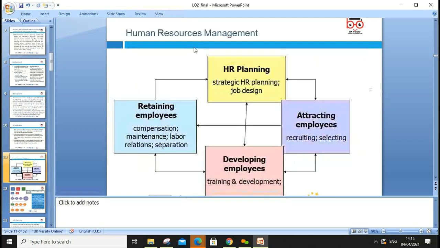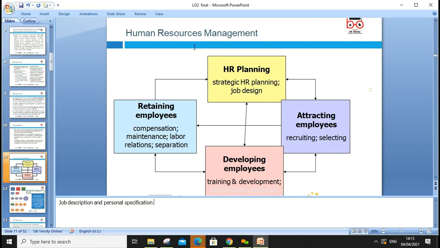People's needs are fulfilled. So when we plan human resource planning, strategic human resource, job design is one of the key elements. Job design. Okay, do we know what is the difference between job descriptions and personal specification?